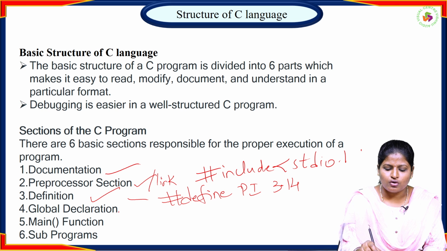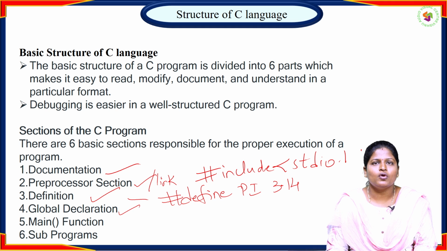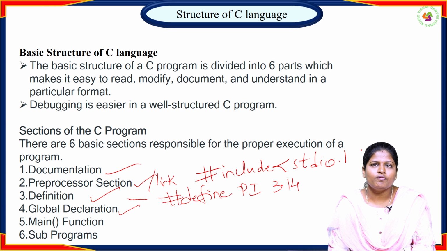Okay, next comes the global declaration. The meaning of global declaration is, generally, whatever variable we are going to use in a particular program, you want to fix that variable throughout that program, and you want to use that variable throughout the program wherever you want.